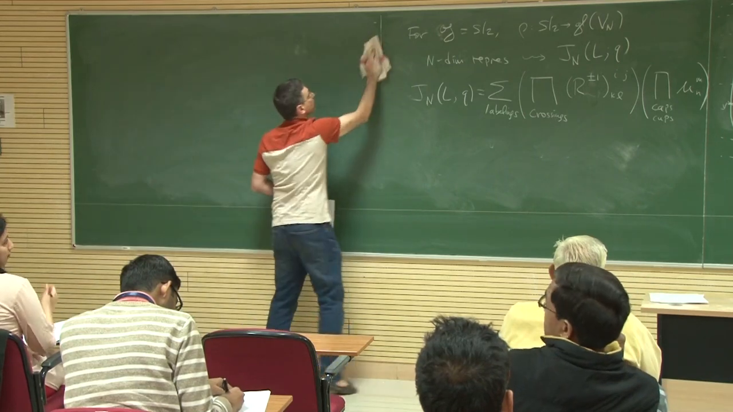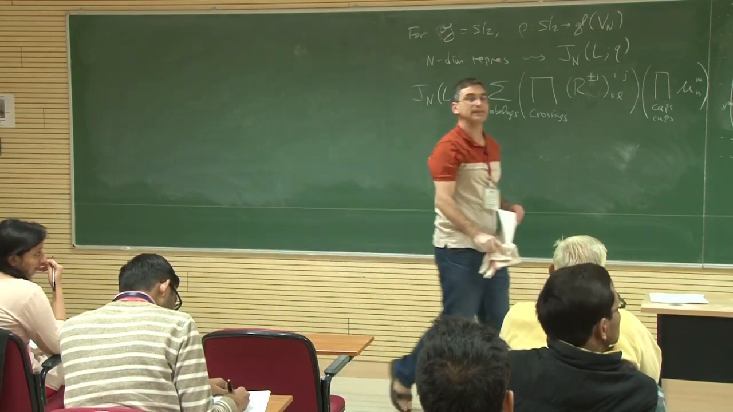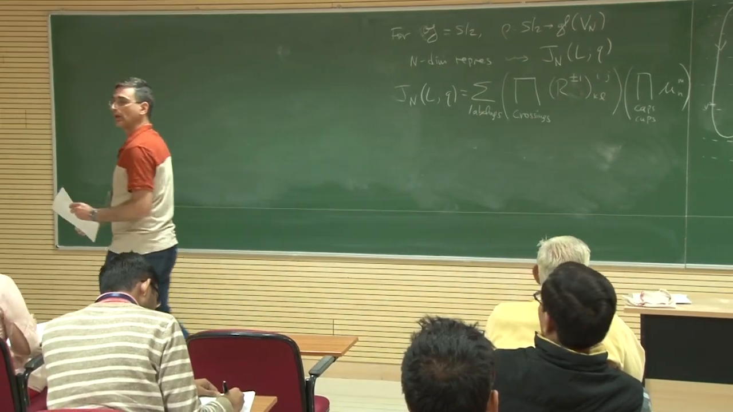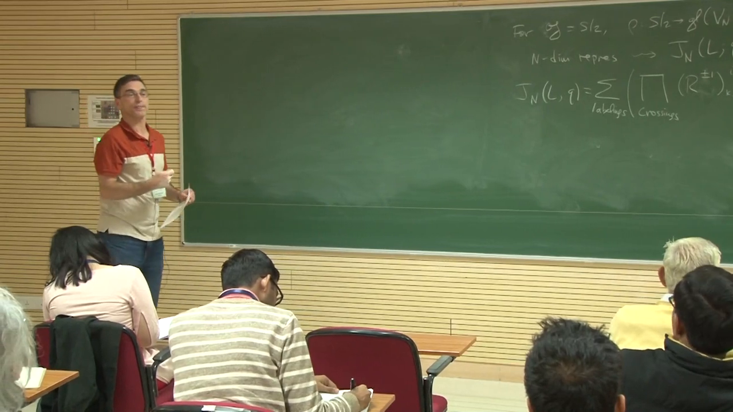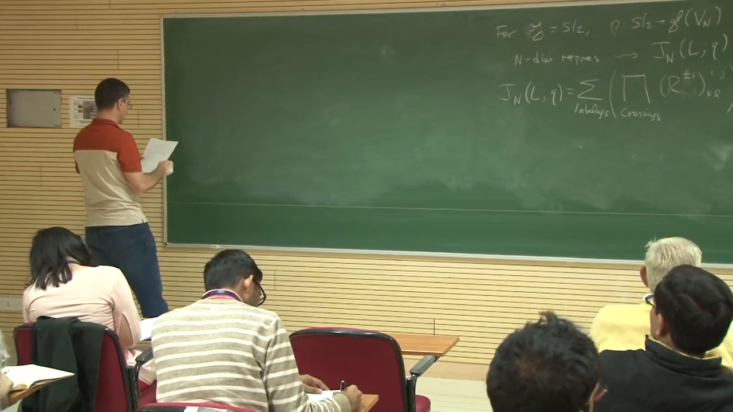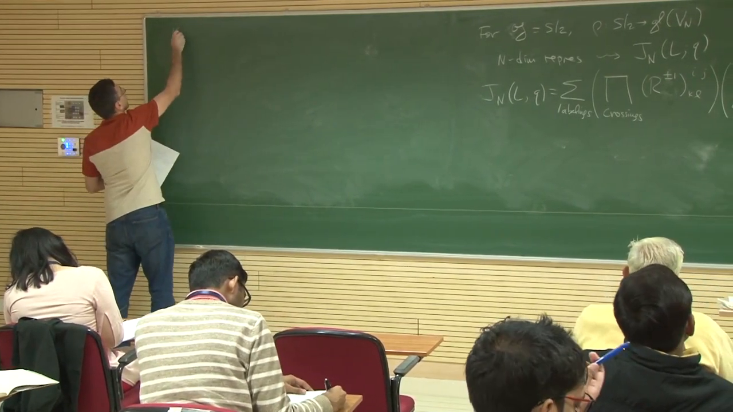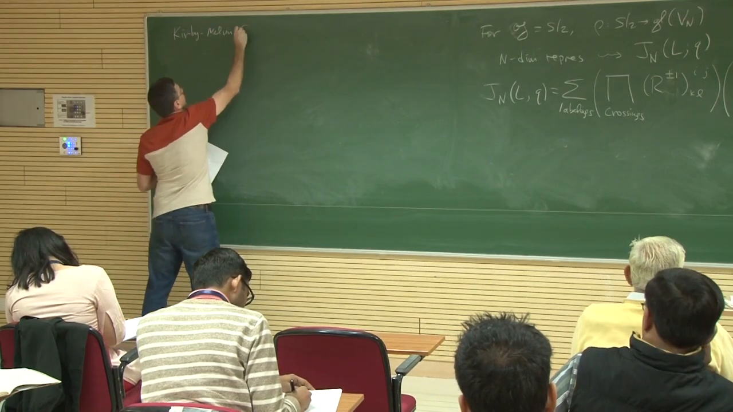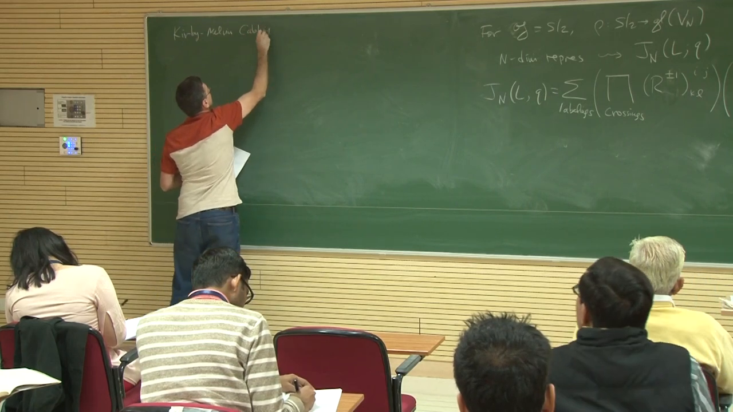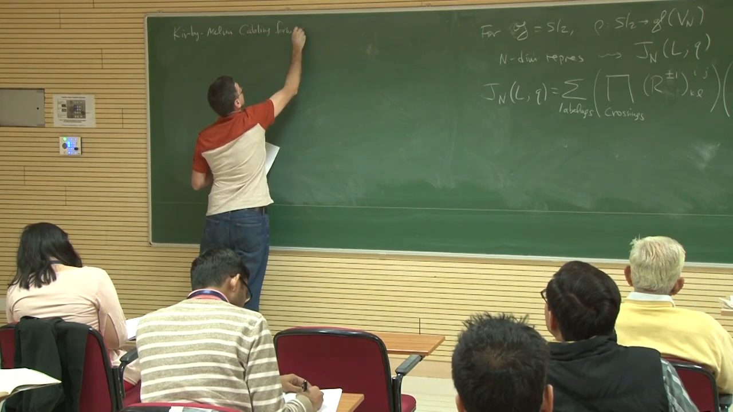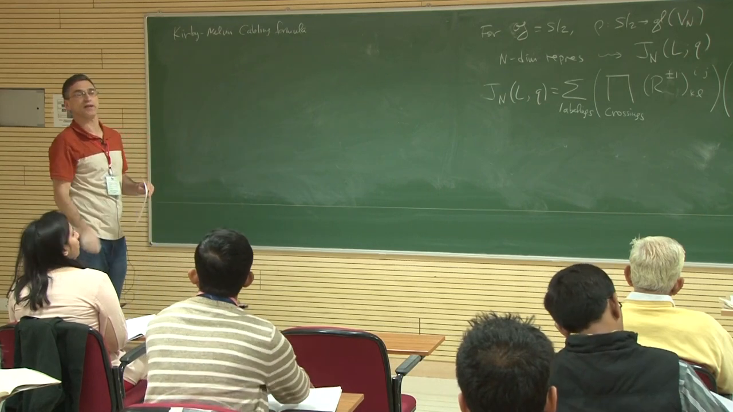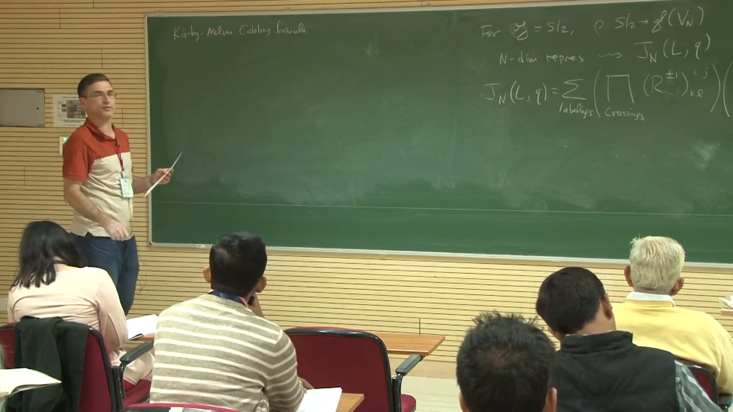In many ways, the cabling formula is conceptually easier. This is kind of the easiest approach to the color Jones polynomial, but computationally useless. So let me show you what it is. This is the Kirby-Melvin cabling formula. And it was right around the same time as Reshetikhin and Turaev, around 1990, plus or minus a year.